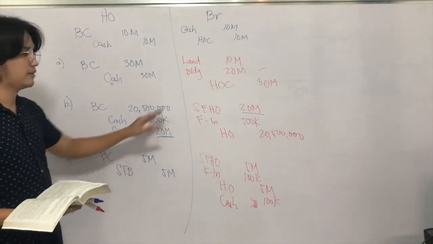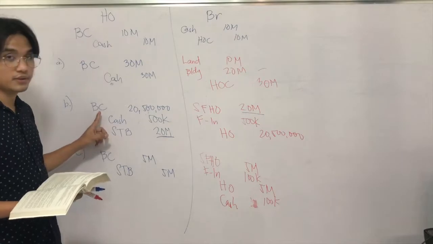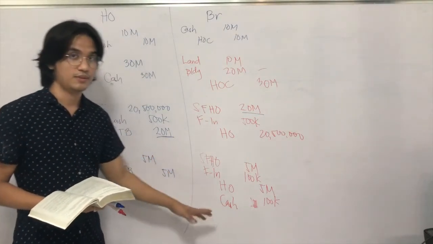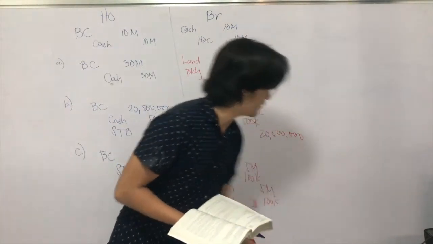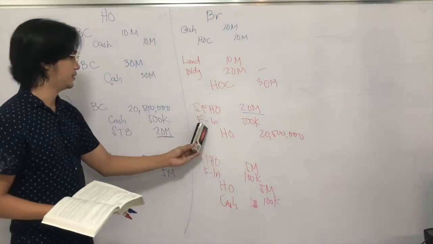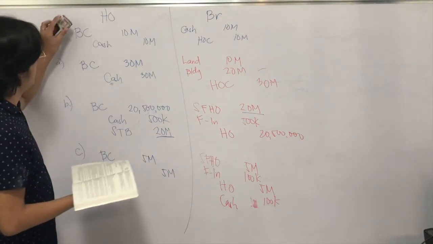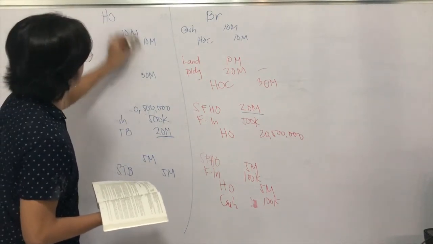So same entry. The only difference is that instead of the home office crediting cash, it's now the branch who credits cash because he pays for the freight. But nevertheless, if you will notice, freight in is always recorded in branch books. Then we'll continue with the next transactions.